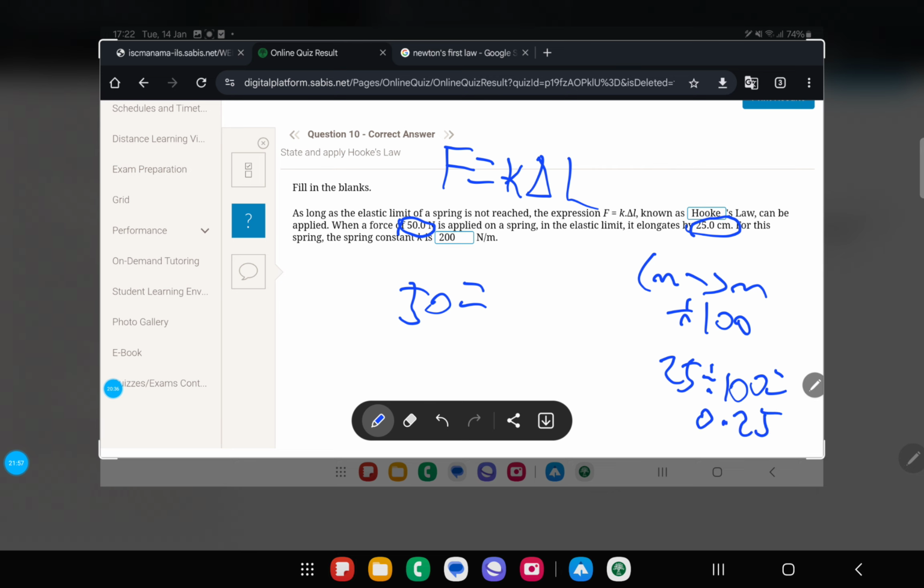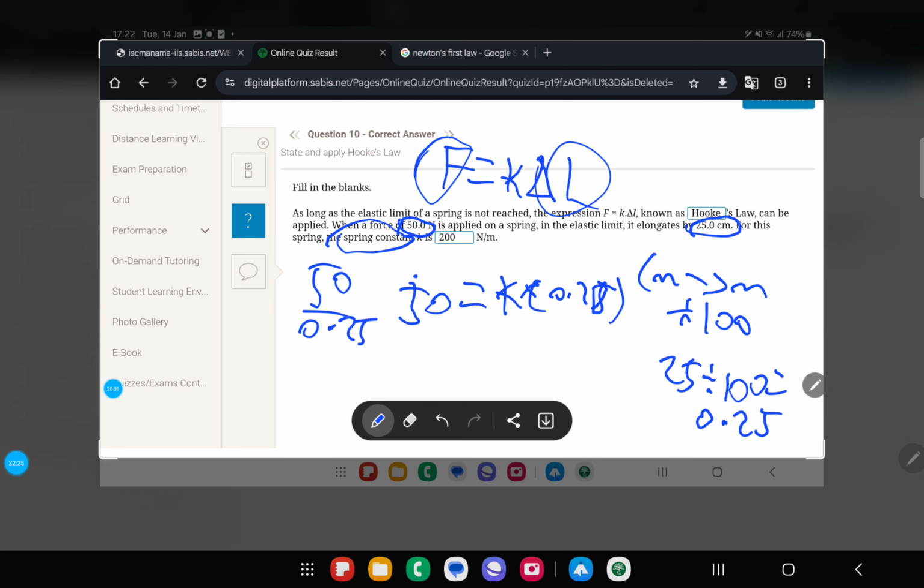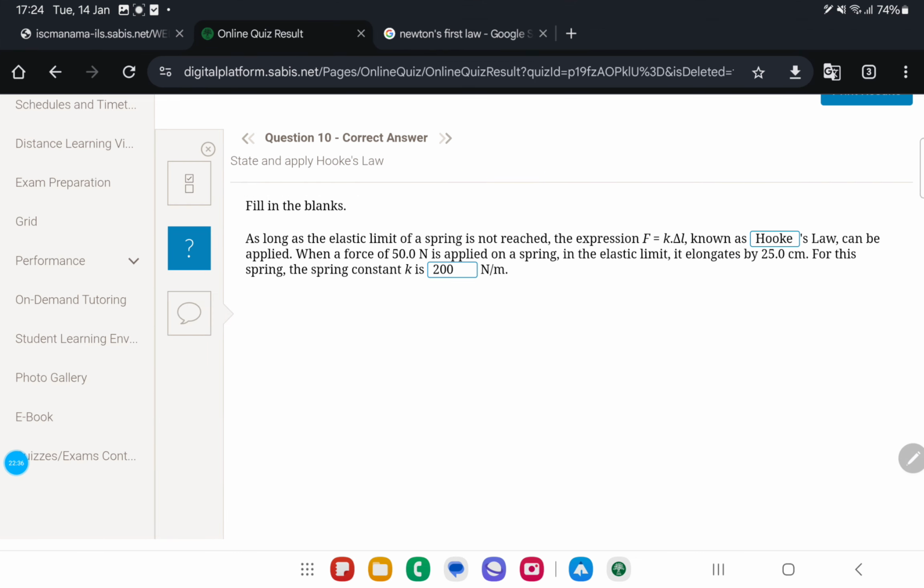Okay, now we can use the rule. We're trying to find the spring constant, which is K. So K, and then we have 0.25 here. Okay, so now since force and extension are directly proportional, we can divide them. 50 divided by 0.25 will be equal to 200. And that's it. That's the spring constant, 200. Right? That's it.